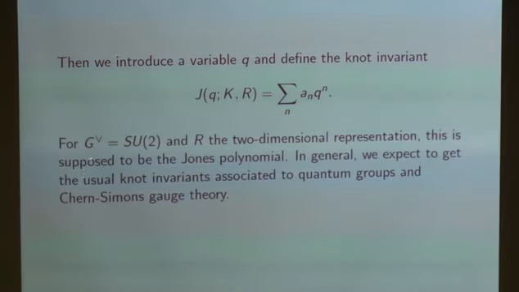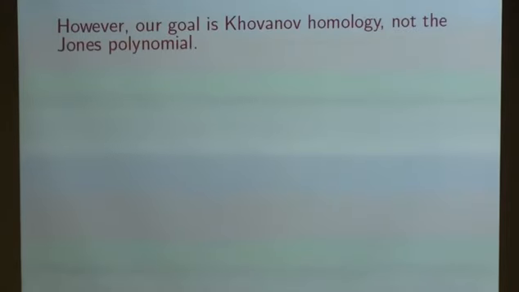So, if the gauge group is SU(2) and R is the two-dimensional representation, this is supposed to be the Jones polynomial. In general, we expect to get the usual knot invariants associated with quantum groups and Chern-Simons gauge theory. But our goal is Khovanov homology, not the Jones polynomial. After all, it was right in the title of our talk. So we can't stop here.